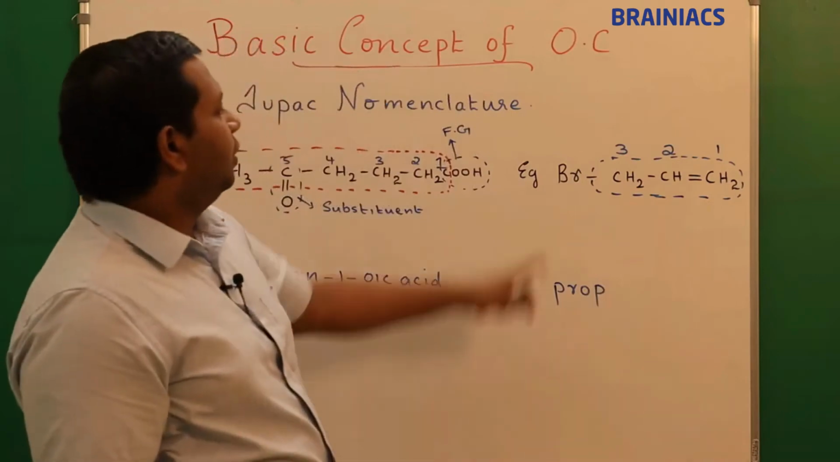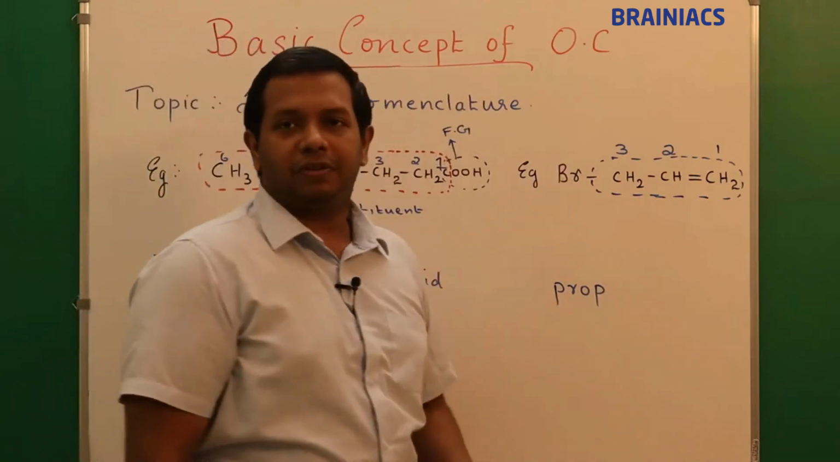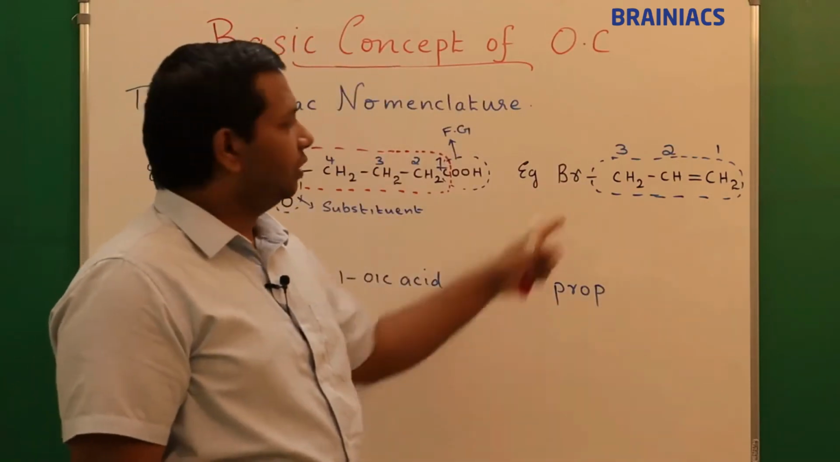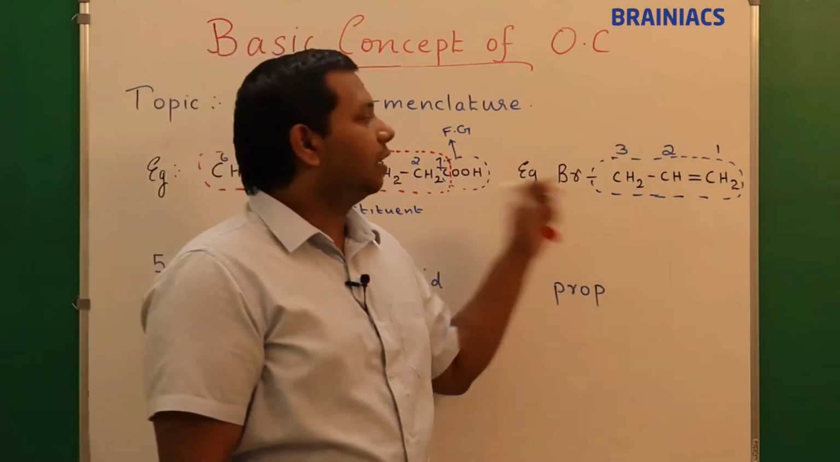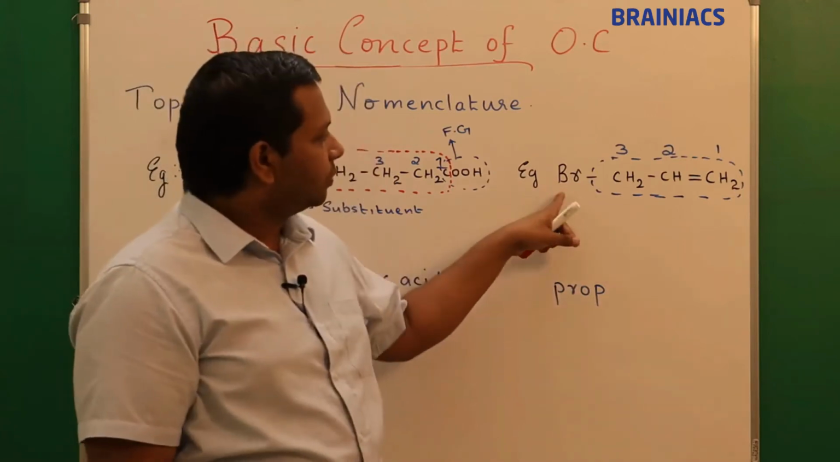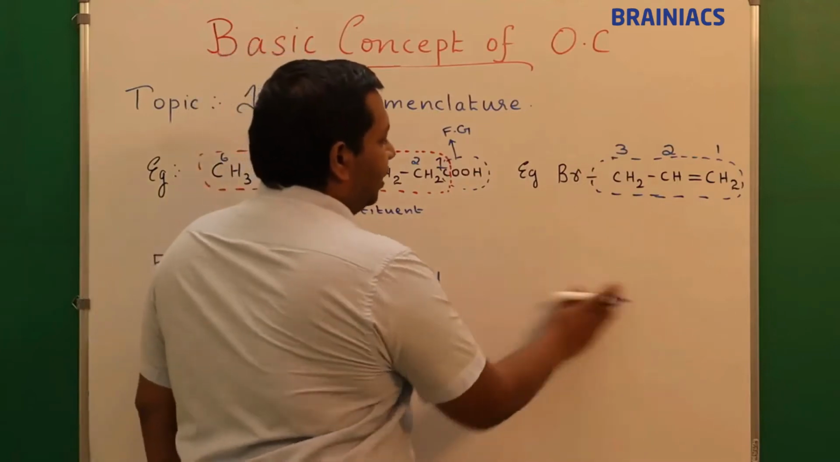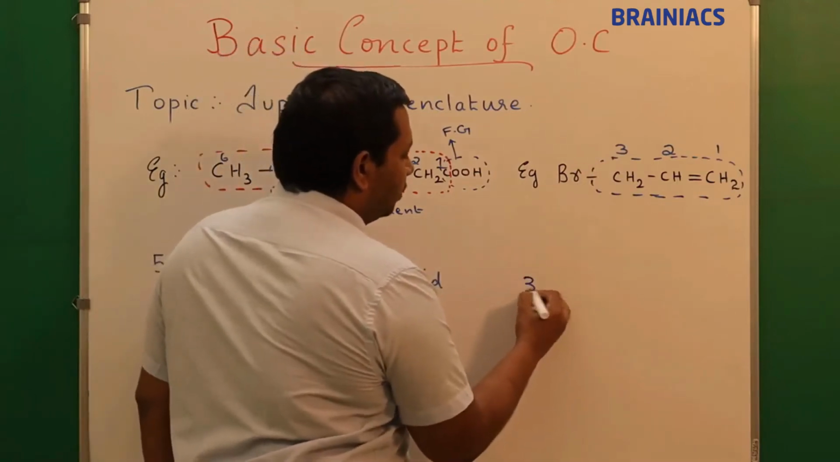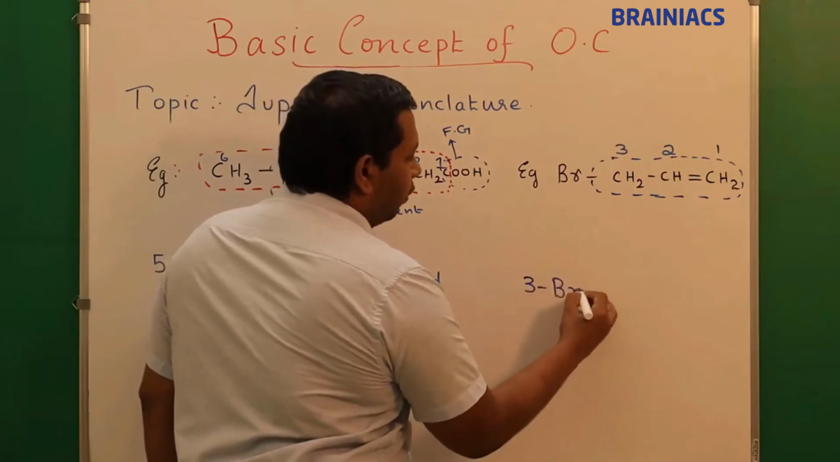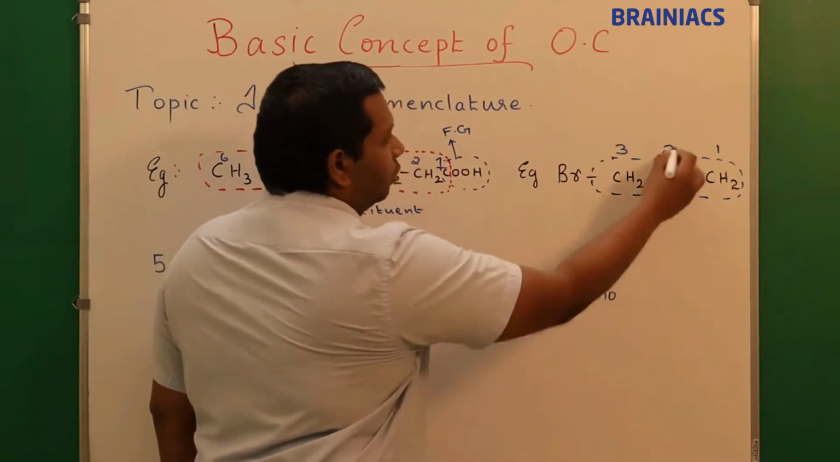And we know that primary prefix will not come because it is not a cyclo compound. Secondary prefix it will come because there is a substituent at position 3. So I can write 3-bromo, word root prop.